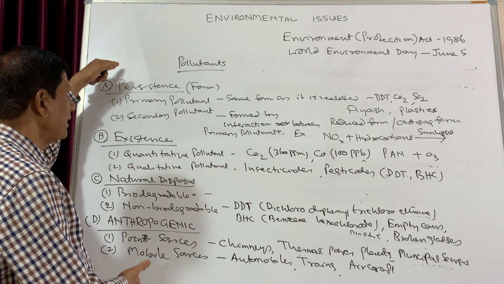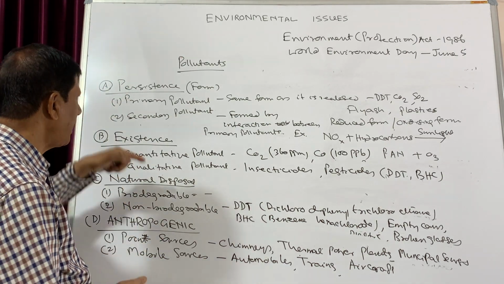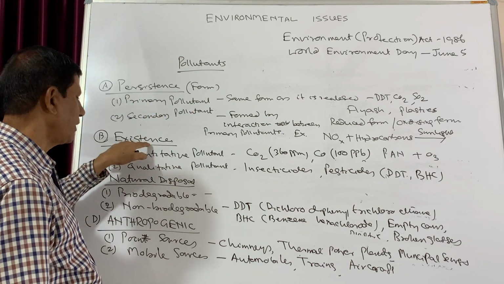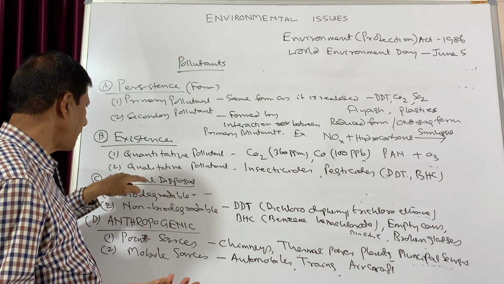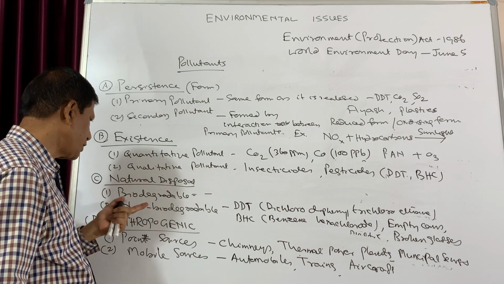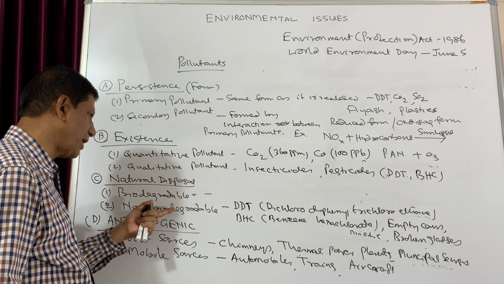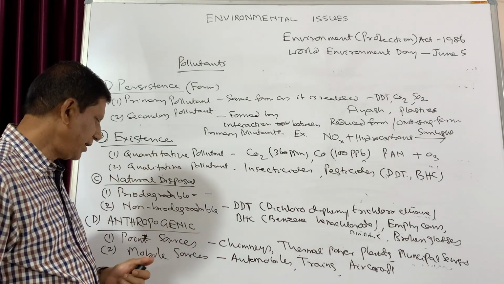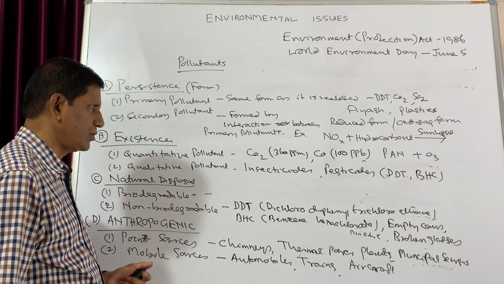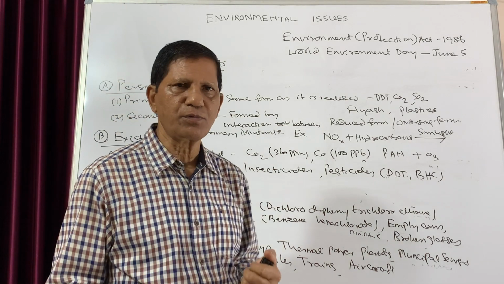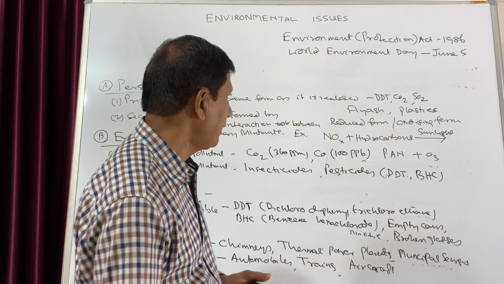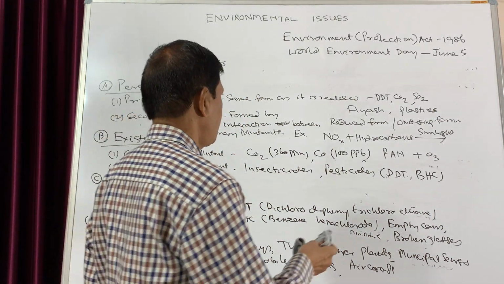So according to the anthropogenic classification, these are the two different types. That means the entire pollutants are classified into different types depending upon their persistence or form, depending on their existence, quantitative, qualitative, or depending upon the natural disposal, it may be biodegradable or non-biodegradable. And according to the anthropogenic, it is a point source and mobile source. From this you can get different types of questions for the examination. So now let us discuss questions.